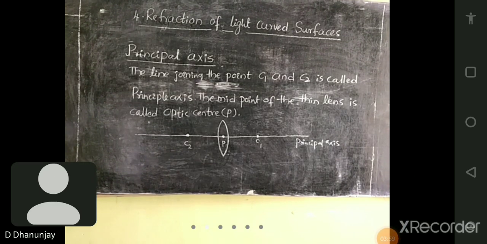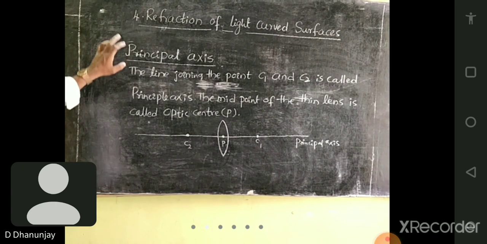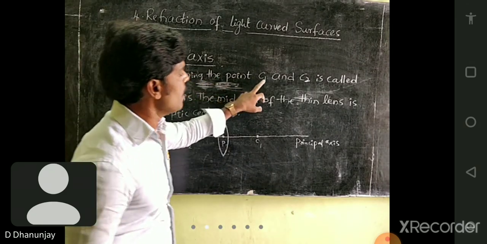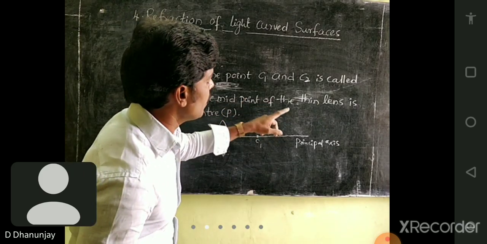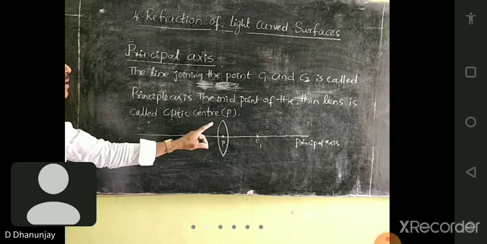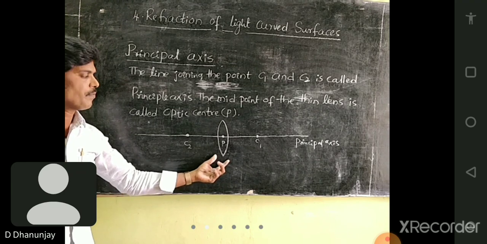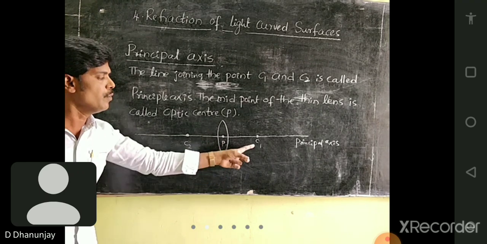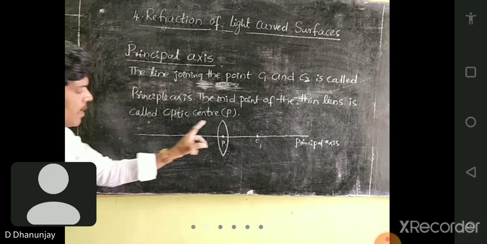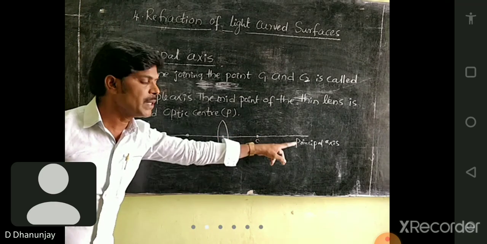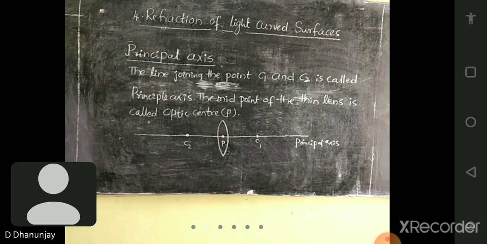Next, principal axis. The line joining the points C1 and C2 is called principal axis. The midpoint of the thin lens is called optic center P. Here for biconvex lens, the line passing through centers of curvature C1 and C2 and also passing through optic center P is called principal axis.